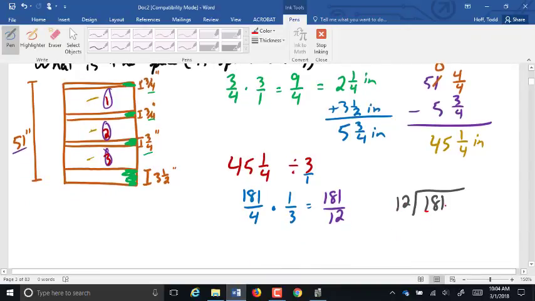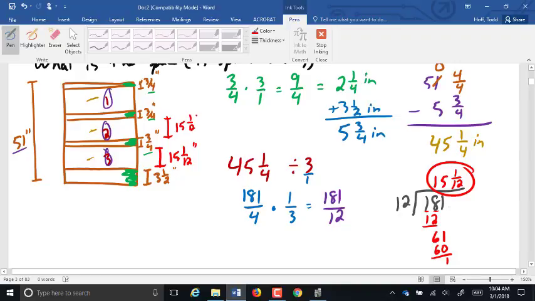12 does not go into 1. 12 goes into 18 once, so take out 12, there's 6 left. Bring down the 1. 12 goes into 61 5 times. That'd be 60. There's 1 left over. We're at the end of our number, so that's just 1/12. So each space is 15 1/12 of an inch. What do you think? Not so bad.